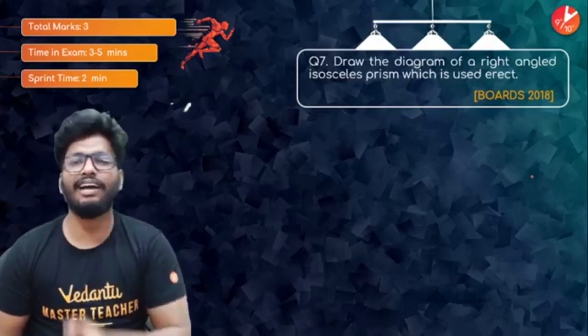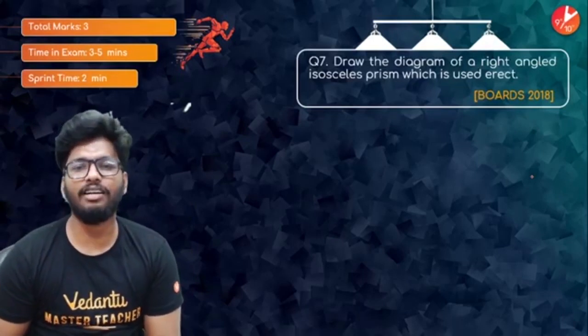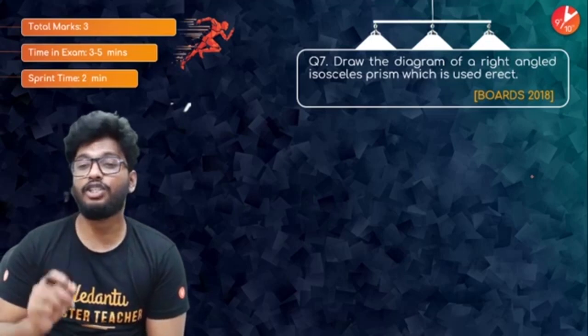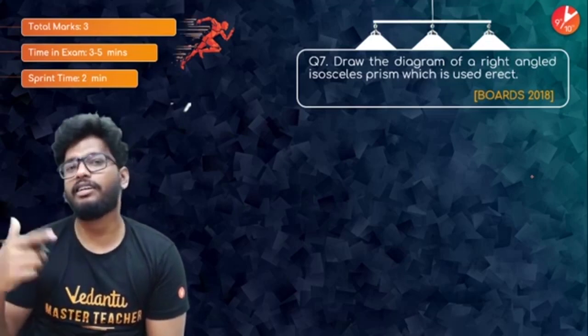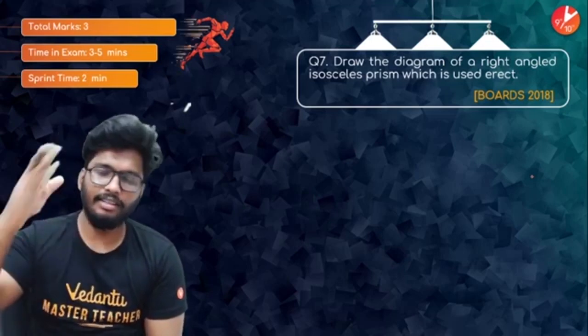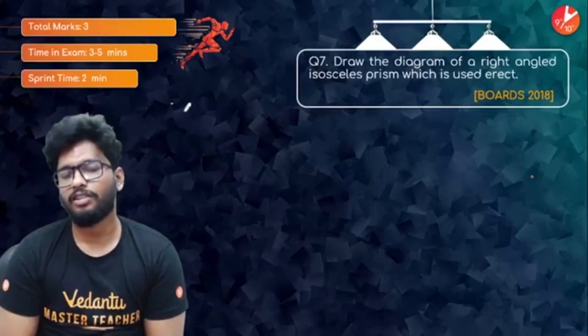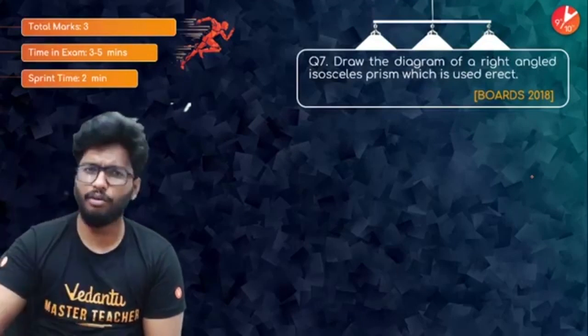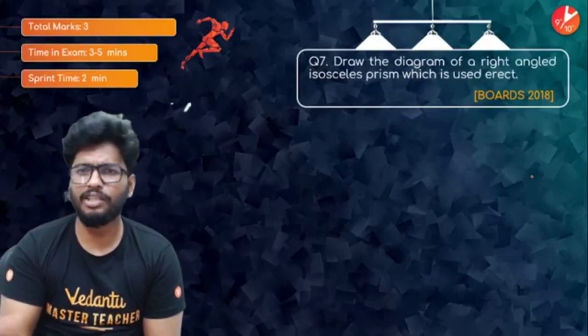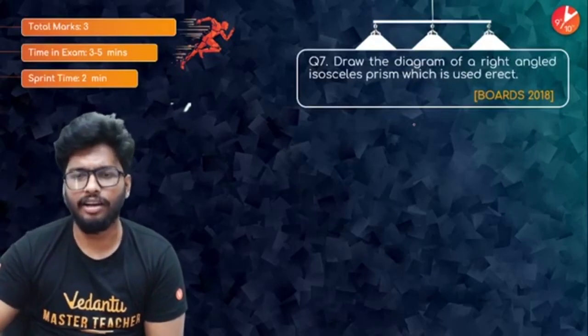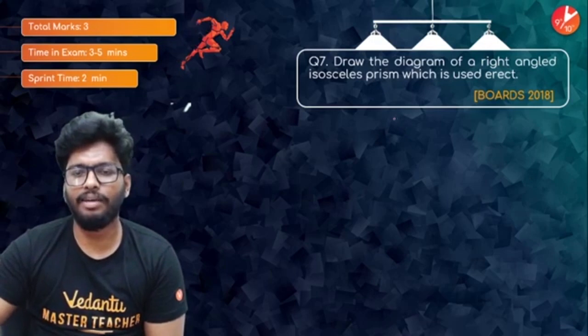The question is, draw the diagram of a right angle isosceles prism which is used to erect an image. Now, the thing is this, guys. You can do 2 diagrams to actually show this. Alright, I'm going to draw both the diagrams, so it might take a little bit more than 2 minutes, but I'll try to draw both. Alright, the first diagram is going to be like this. This is my isosceles prism.